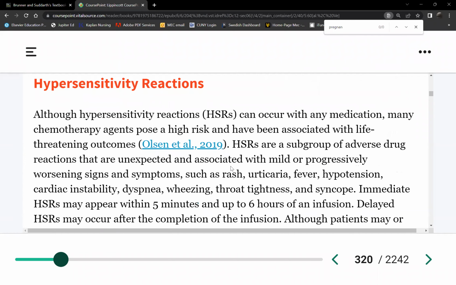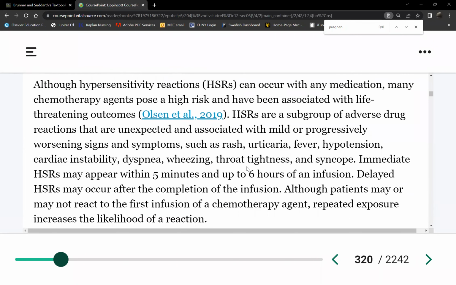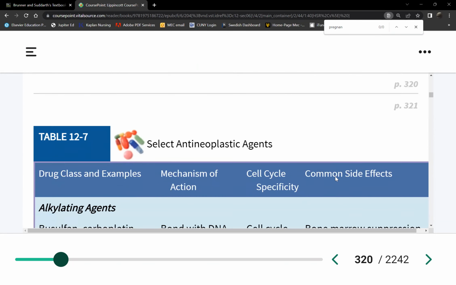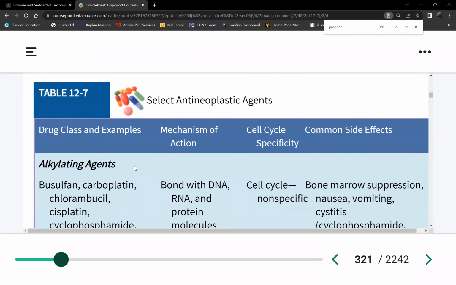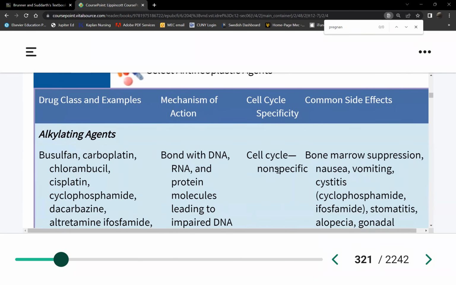I'll skip over hypersensitivity because here the management really is the same as with anaphylactic shock. It doesn't make a difference. Identification and management is exactly the same. So this is what I mean by, you can just be familiar with the name. Table 12-7, I won't test this.